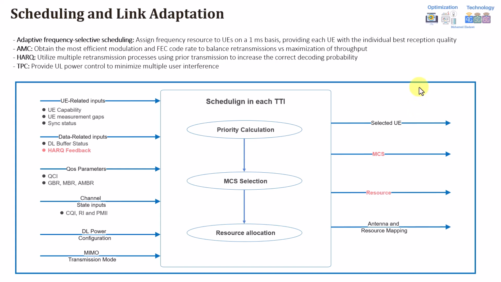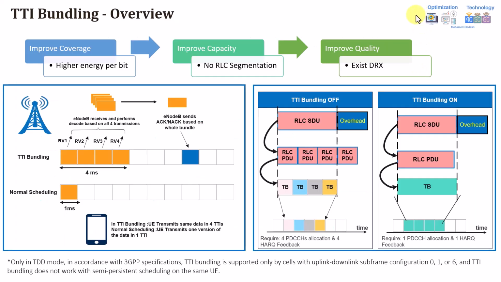So let's move forward and see what we have for the two features. The first feature we're going to cover is related to TTI bundling. As you know, TTI bundling now becomes like a standard feature, as it's almost enabled by default for any vendor or even operator, and it's one of the mandatory features that must be enabled. But in today's session, I'll try to cover it from a different perspective.